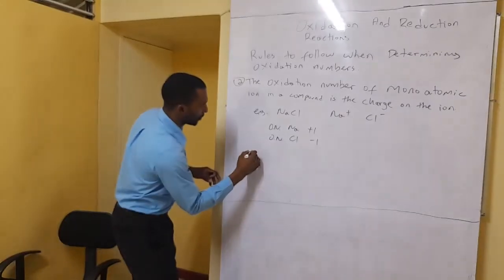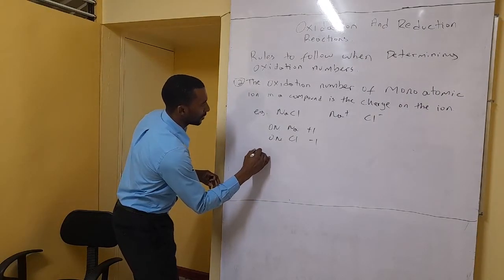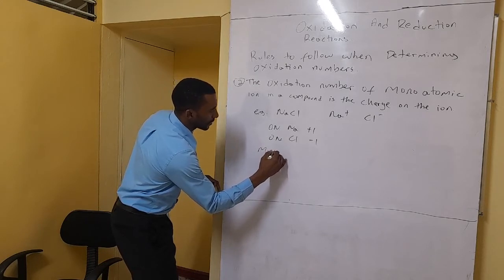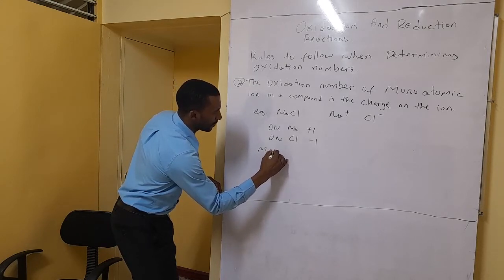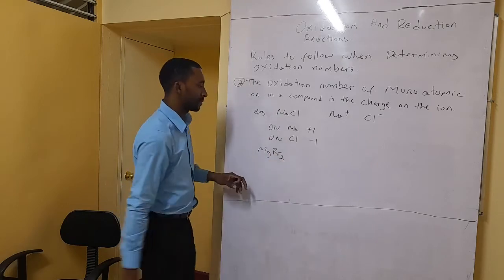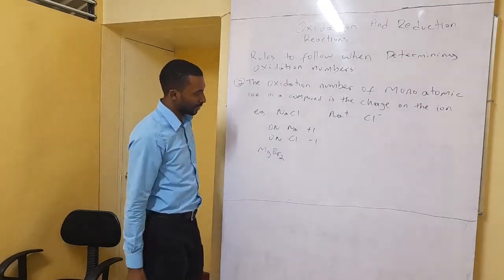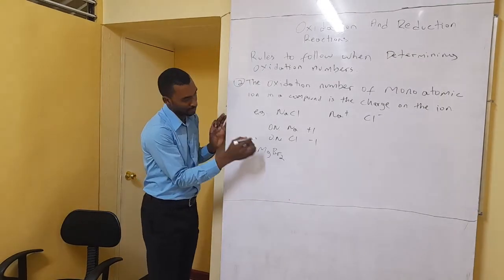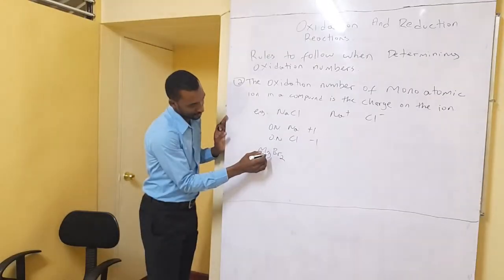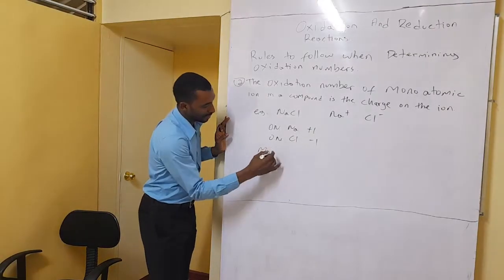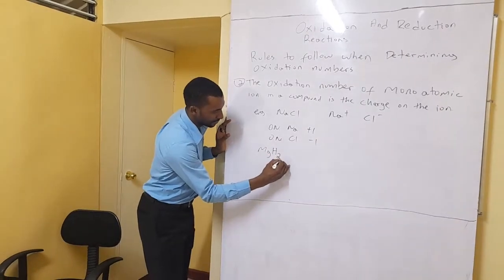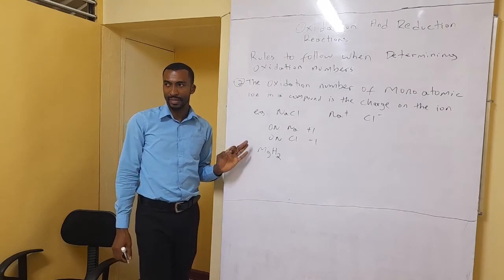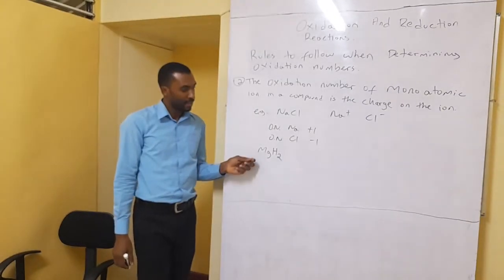Likewise, if you go to group 2, you have magnesium, say magnesium bromide. I want an example. In this case, I want to use magnesium hydride. I deliberately want to use this one, alright? Pay attention, class.